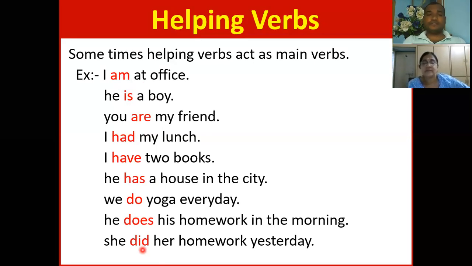I am at office. He is a boy. You are my friend. I had my lunch. I had two books. He has a house in the city. We do yoga every day. He does his homework in the morning. She did her homework yesterday. Right? So if you observe, all helping verbs are acting as the main verbs. Though they are helping verbs, they are acting as the main verbs. All right.